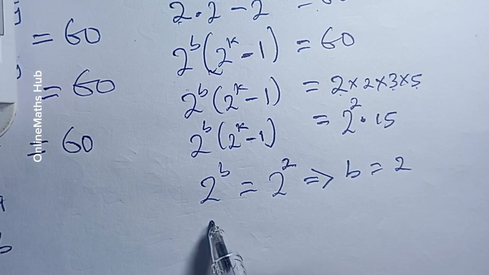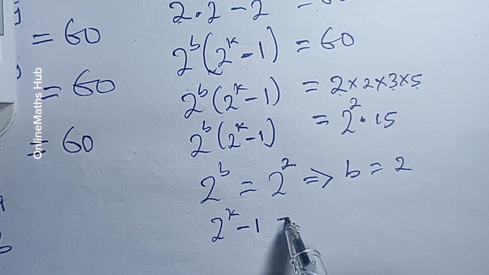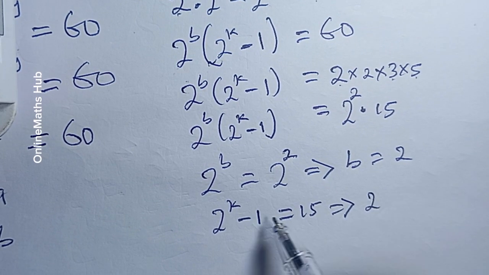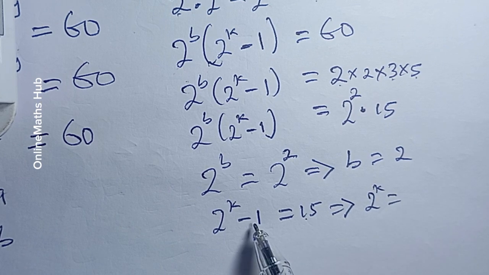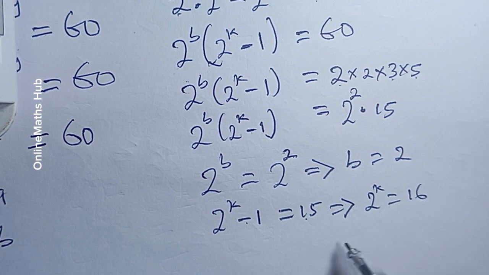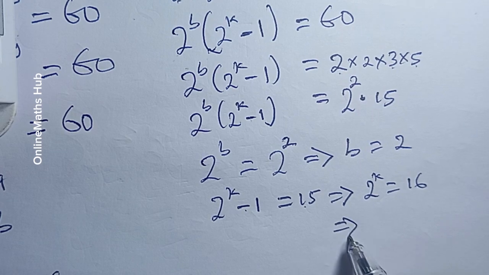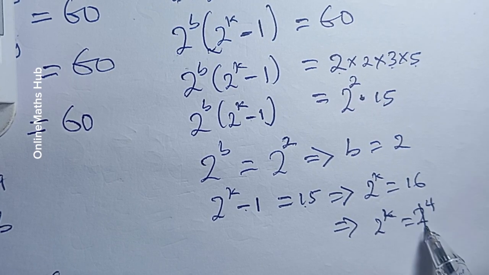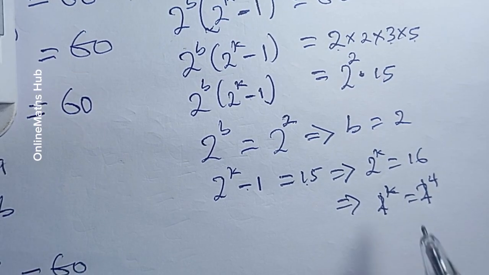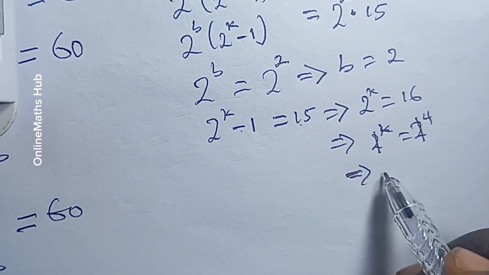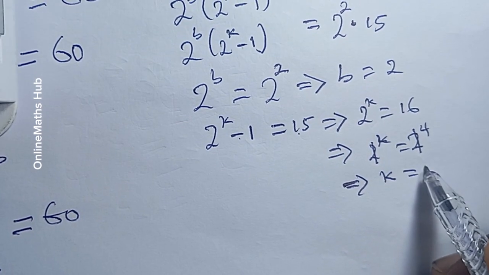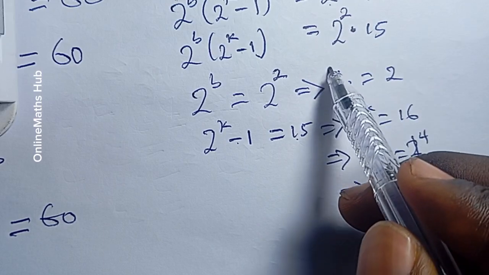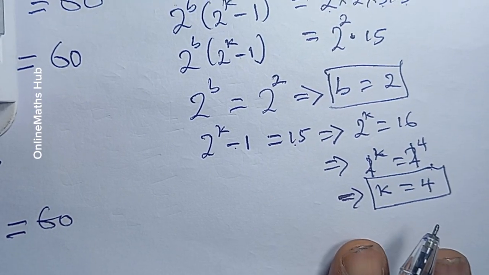Okay, and then 2 power k minus 1 will be equal to 15, which of course will imply that 2 power k is equal to 15 plus 1, and that's 16. And of course that will imply that 2 power k is equal to 2 power 4. If you cancel the base, you see that k is equal to 4. Okay, so this is the value of k, and this is the value of b.